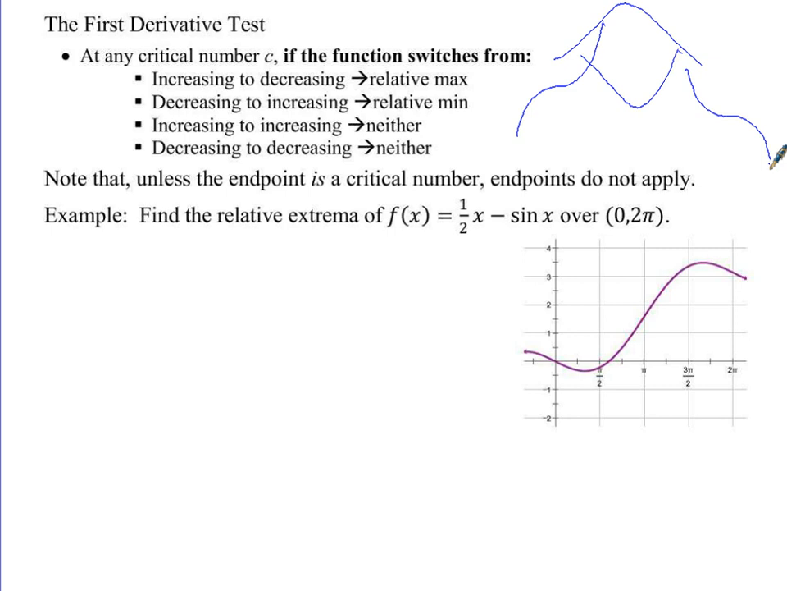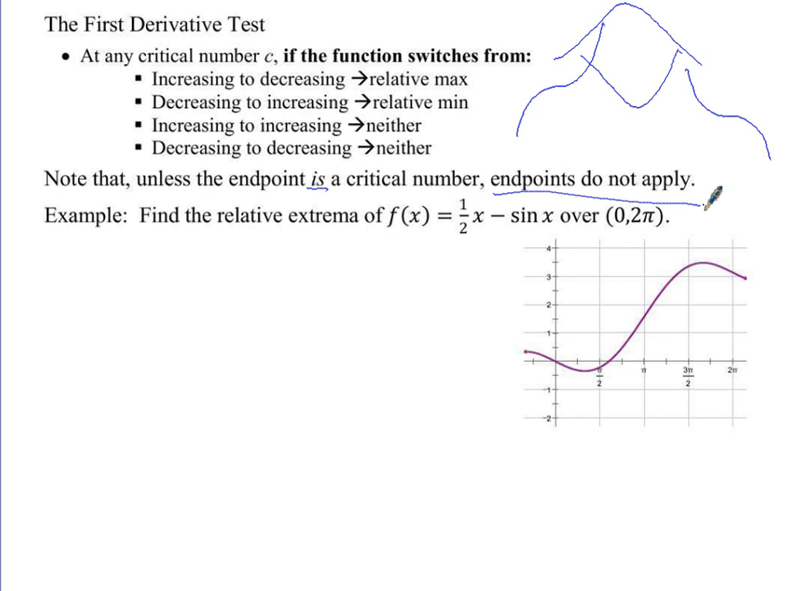There's an important note here. Unless the endpoint is a critical number, endpoints don't apply here. We're only looking for relative mins and relative maxes. So unless you have an interval of like 0 to 2 and then it wound up that 2 actually was a critical number, you wouldn't consider the endpoints here.